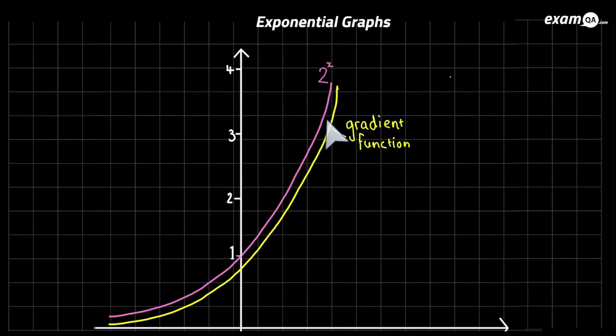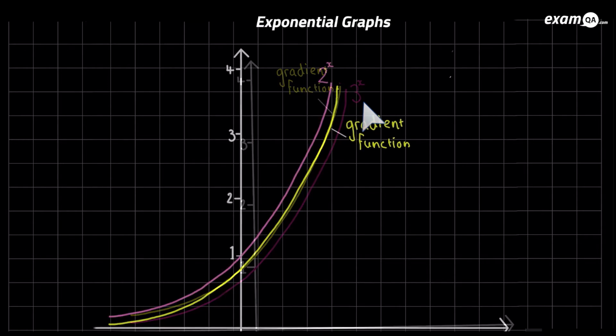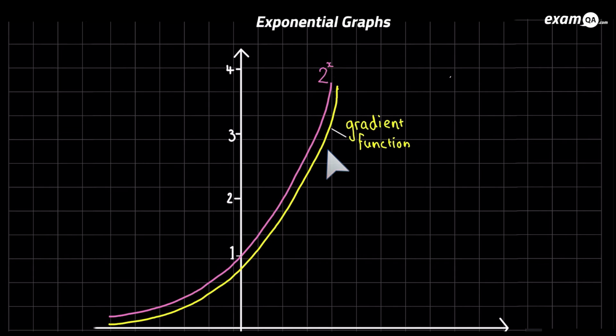Have a look again. 3 to the power x, the gradient function is slightly steeper. 2 to the power x, it was slightly less steep. Now if you said 2.5 to the power x, its gradient function would be very close, and you wouldn't quite be able to say is it steeper or less steep, but it will be very similar.